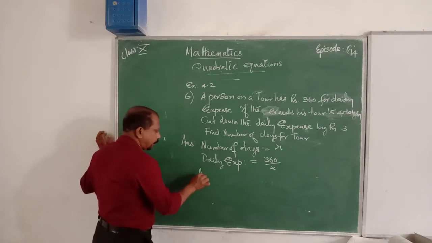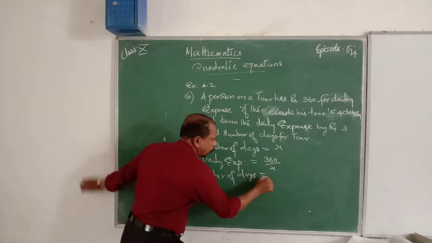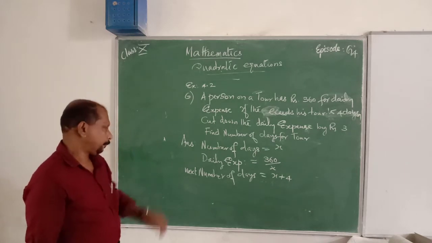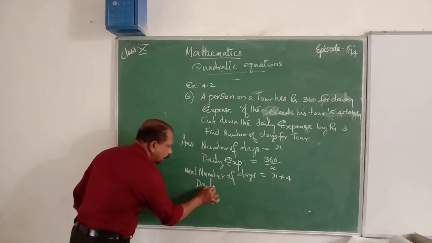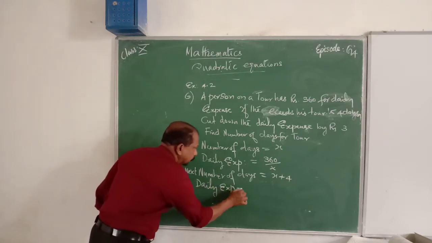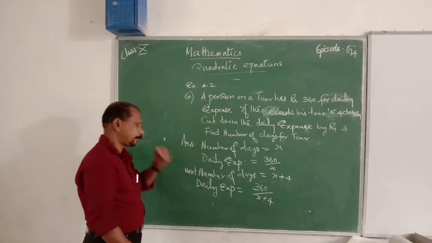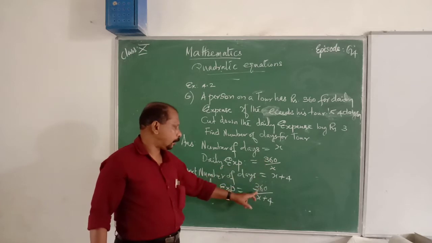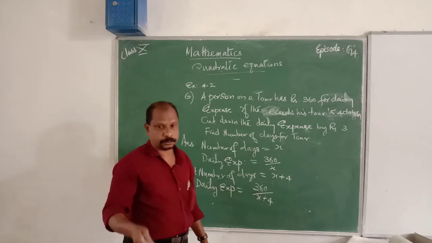Therefore, next, number of days is equal to x plus 4. That is, 4 days also extended. Then daily expense is equal to 360 by what? x plus 4. Then this is the daily expense, and also this is the daily expense by increasing days by 4.